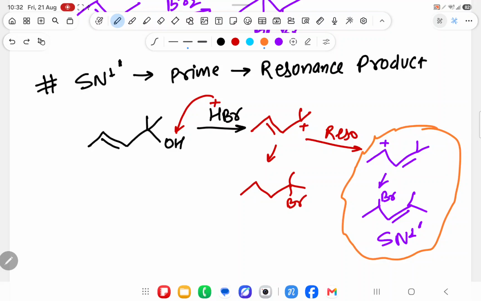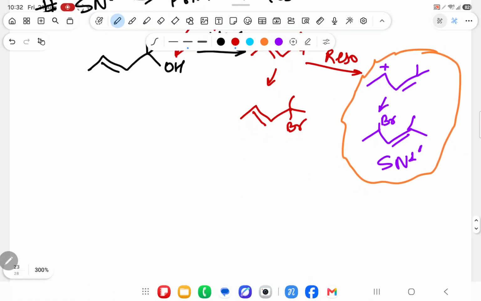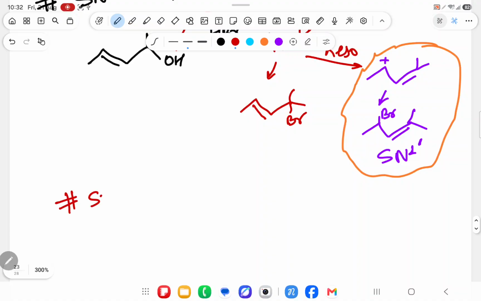Don't get confused. Over here the double bond is there; I have not changed it. Understood? So the resonance product is SN1 prime. Similarly, SN2 prime is also a resonance product.